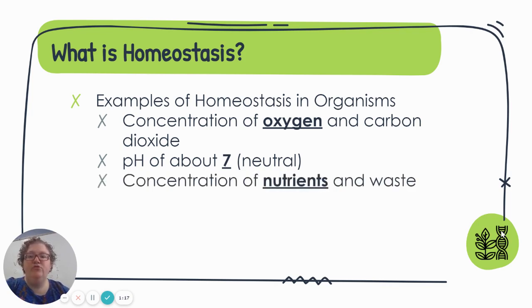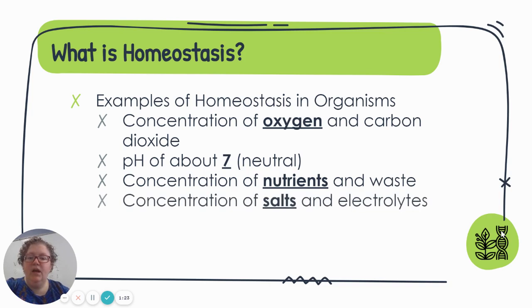So they move nutrients into cells and waste out of cells in order to maintain homeostasis and keep everything healthy. Concentration of salts and electrolytes. Those are moved around just like nutrients and waste are. This is why, when you're dehydrated, a lot of times you drink an electrolyte solution, something like Gatorade, Powerade, or saline. If you go to a hospital for dehydration, it's to help keep not just the water in homeostasis, but also the salts and electrolytes.